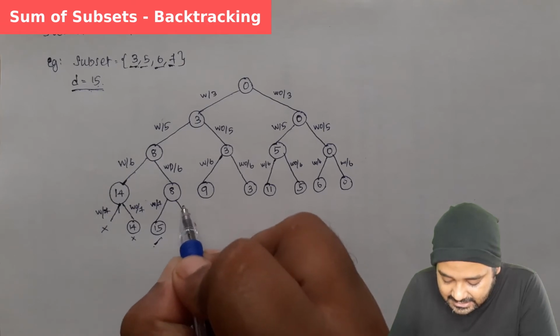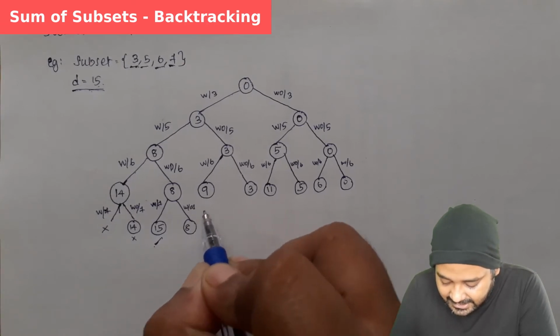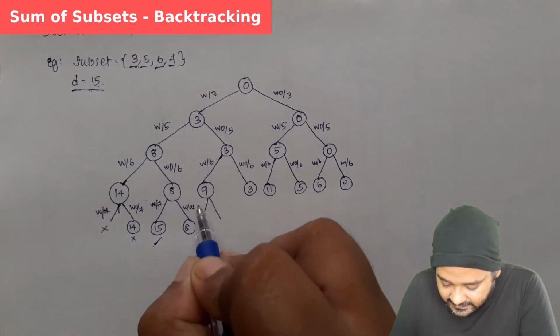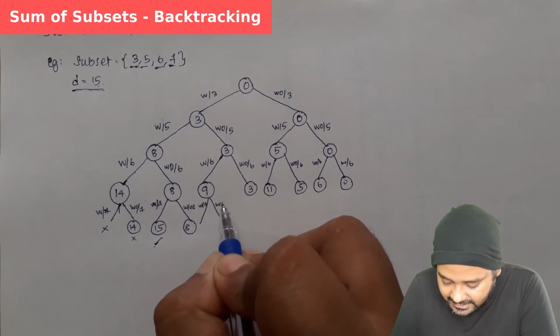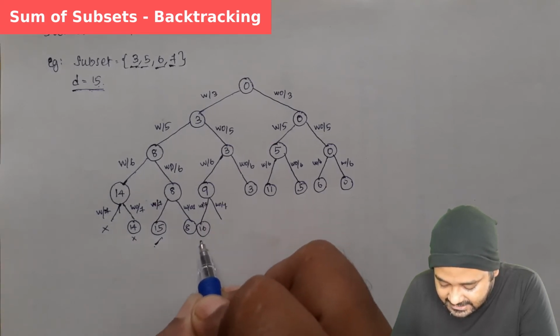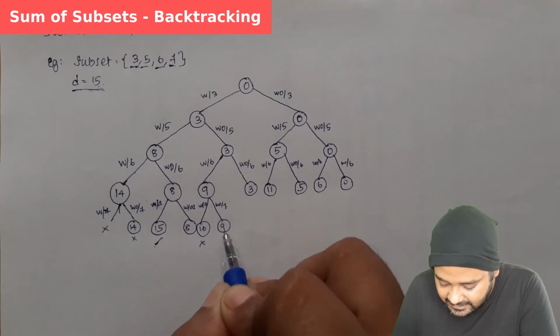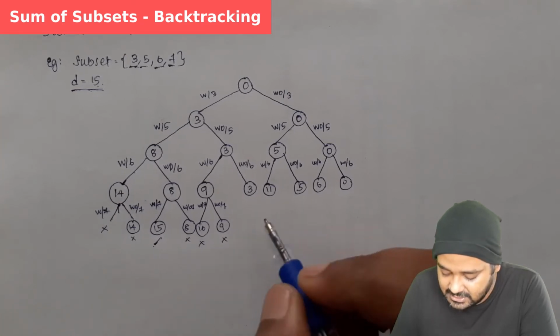So we just shall consider without 8, the value will be 8, right? So here with 7, without 7. So with 7, my value will be 16. I'm just leaving it off. Without 7, my value will be 9. I'm just leaving it off. This is also I just have left off.